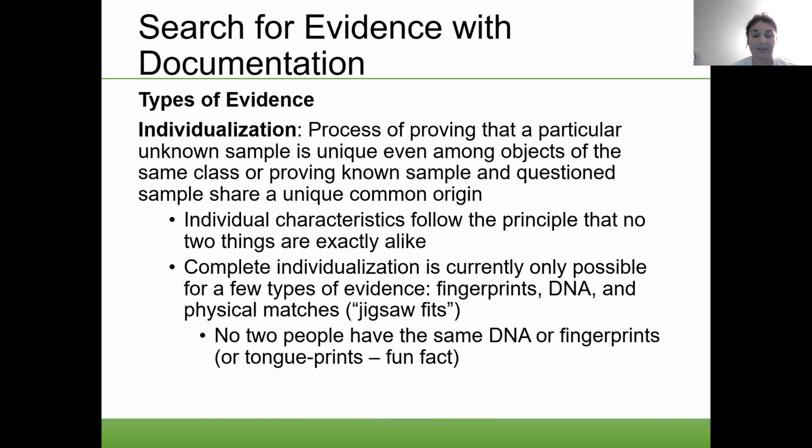There's also individualization. So this is the process of proving that a particular unknown sample is unique even among objects of the same class, or proving known sample and question samples share a unique common origin. So individual characteristics follow the principle that no two things are exactly alike. Complete individualization is currently only possible for a few types of evidence: fingerprints, DNA, and physical matches. So no two people have the same DNA or fingerprints or tongue prints.